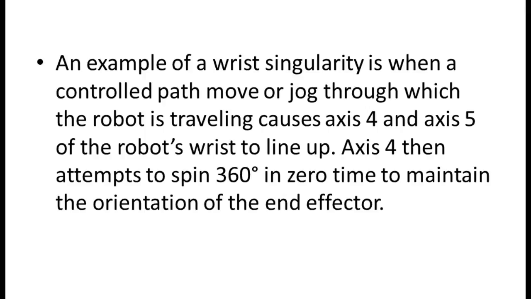An example of a wrist singularity is when the controlled path moves the robot through which the robot is traveling. It causes axis 4 and 5 to line up. The controller tries to switch from a push to a pull or vice versa. Axis 4 attempts to spin 360 degrees in 0 time. It can't do that, right? You understand. What could happen a lot of times is axis 4 will hit an end stop. When it hits that end stop, it could cause problems with maintaining the load and all kind of problems.